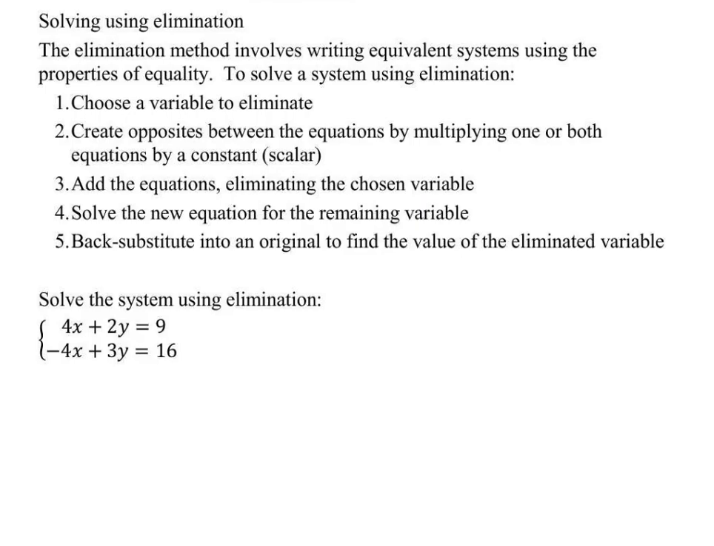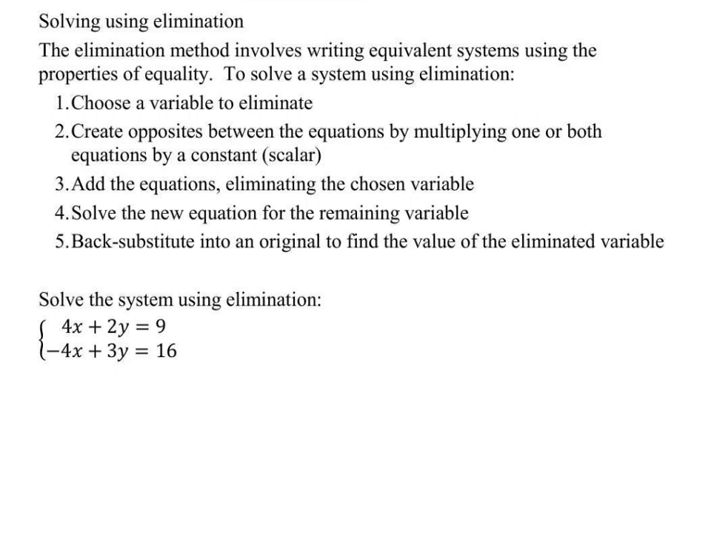So the other method we're learning in this section is solving using elimination. Most people prefer elimination over substitution, but sometimes you can't get around substitution. So the elimination method just involves writing equivalent systems using the properties of equality so that you wind up with opposite terms. Once that happens, then you can add the two equations together, and one of the variables will eliminate.